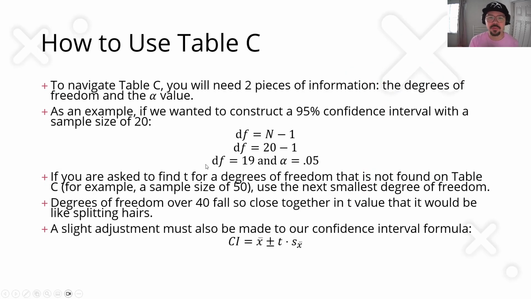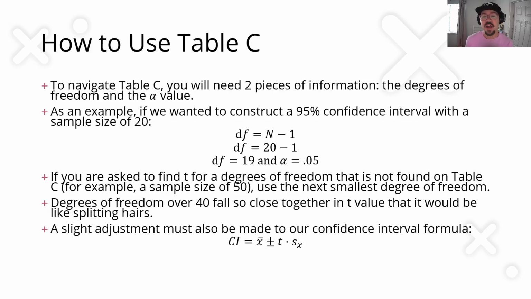Then we're going to navigate table C. We're not going to do it so much in the samples and populations piece of our modules. We'll see it more in the next module when we get into hypothesis testing and then t-tests. However, in order to navigate table C, you're going to need two pieces of information: the degrees of freedom and the alpha value. As an example, if we wanted to construct a 95% confidence interval with a sample size of 20, to calculate degrees of freedom, we would take the formula n-1, plug in our sample size of 20, and determine that the degrees of freedom for this particular sample is 19.